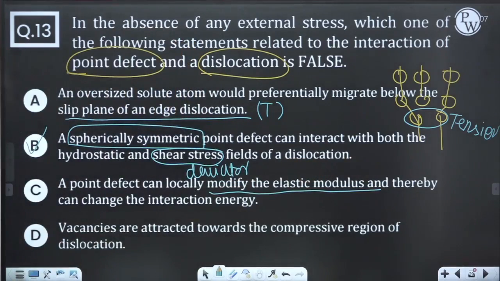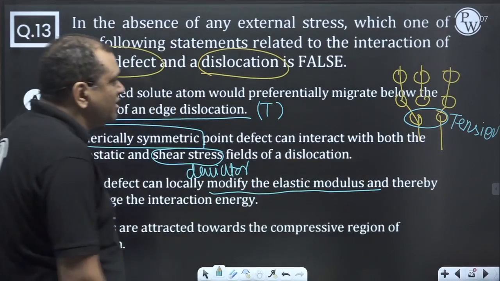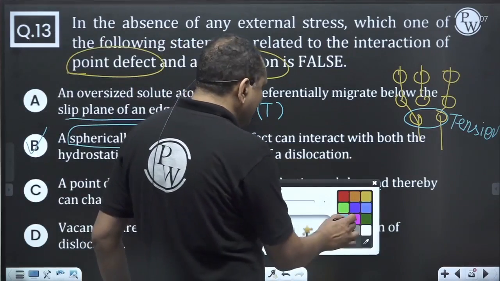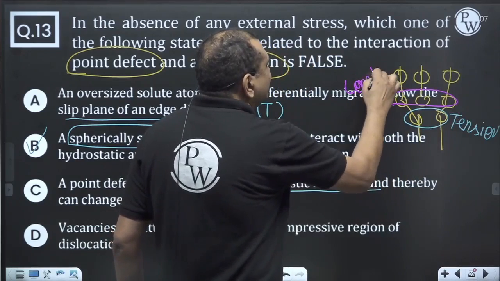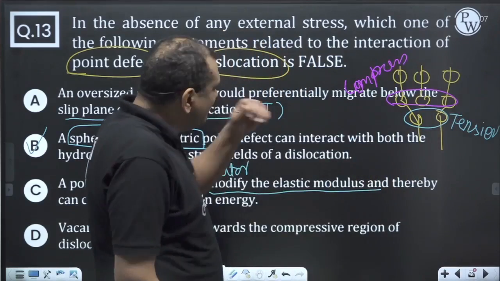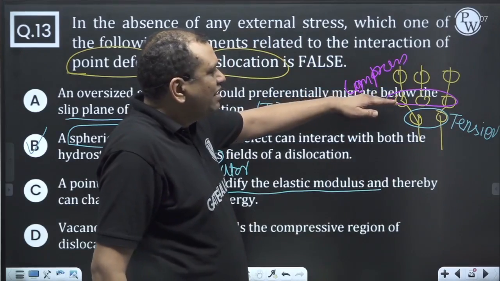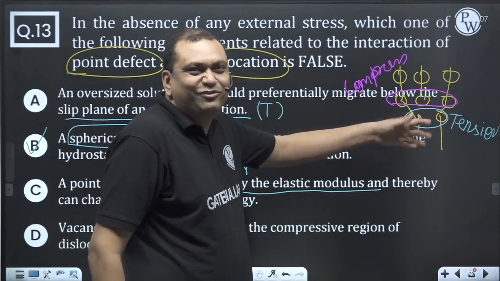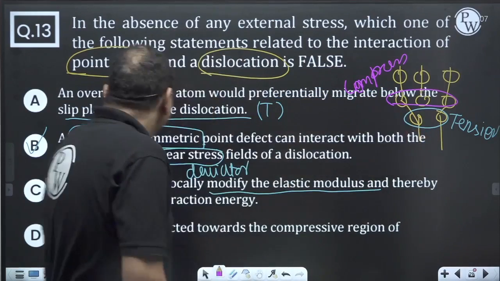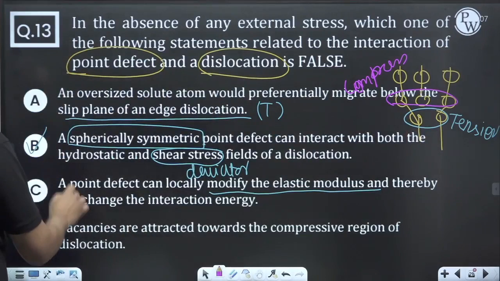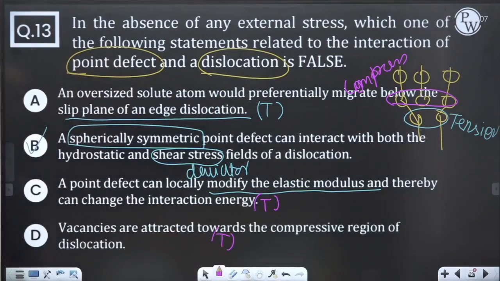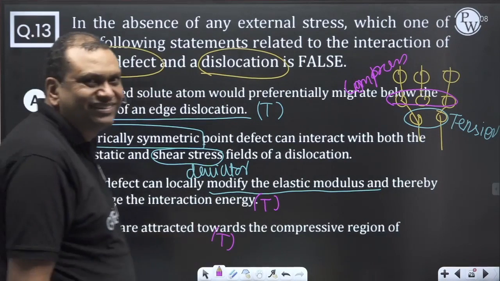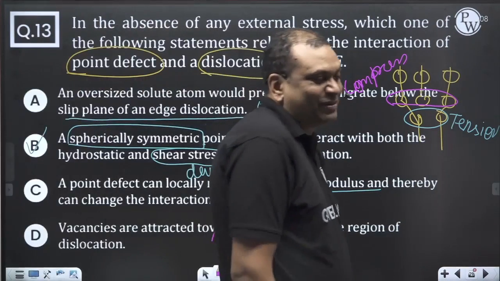Vacancies are attracted towards the compressive region of the dislocation. Where is the compressive region? This is the compressive region. So vacancies will be attracted towards that, and the point defects will be attracted towards tension. So its answer is B. I mean, A, C, D are correct. B is wrong. Very beautiful problem.